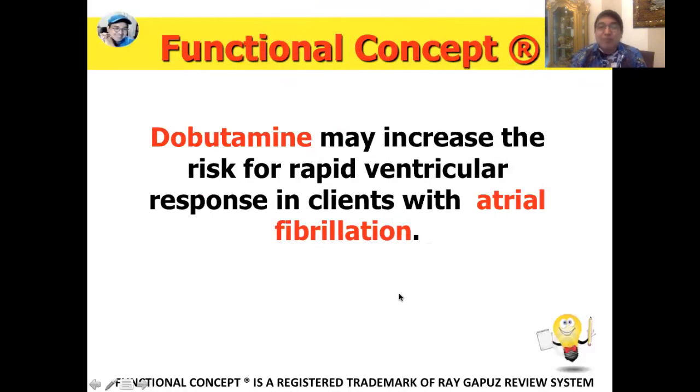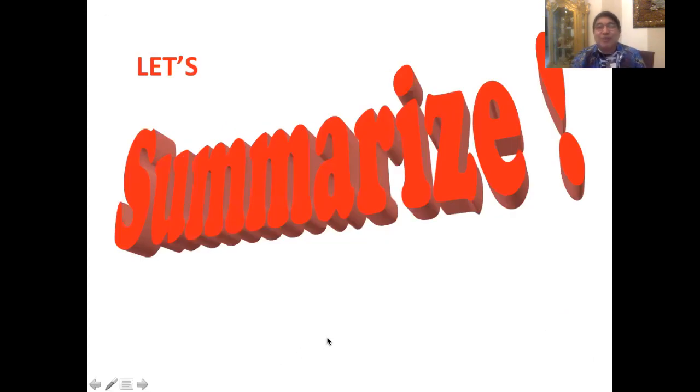Remember, dobutamine may increase the risk for rapid ventricular response in clients with atrial fibrillation. So in essence, dobutamine may worsen atrial fibrillation. So it's one of those drugs that are contraindicated in clients with atrial fibrillation. Also, other drugs that may be contraindicated in clients with atrial fibrillation would be your milrinone, your atropine, and your adenosine. And of course, last but not the least, dobutamine. Remember the code MAD: milrinone, atropine, adenosine, and dobutamine. Those drugs are contraindicated in patients with atrial fibrillation.